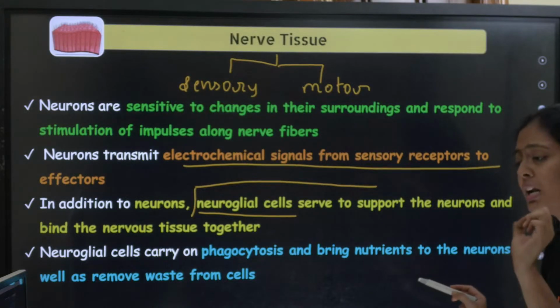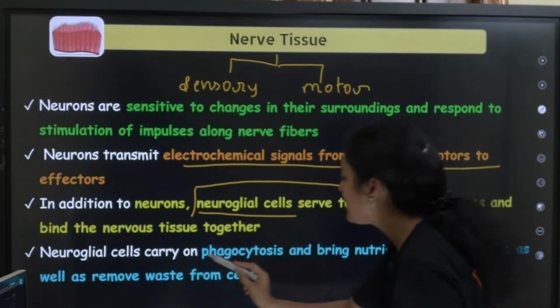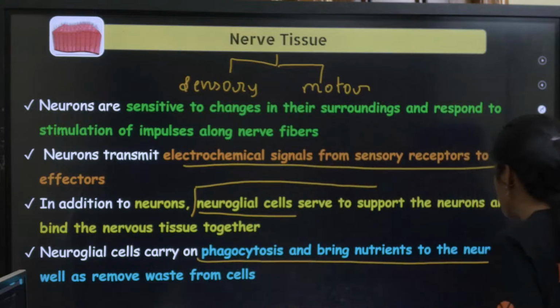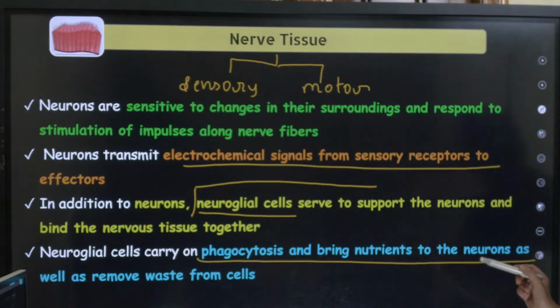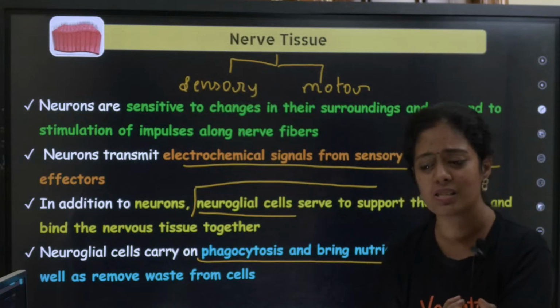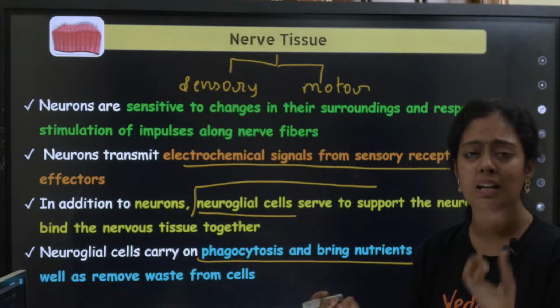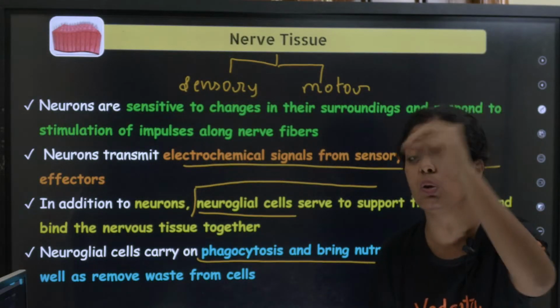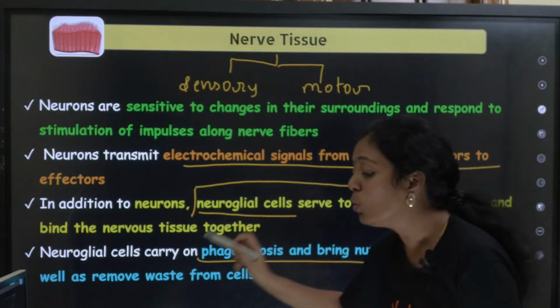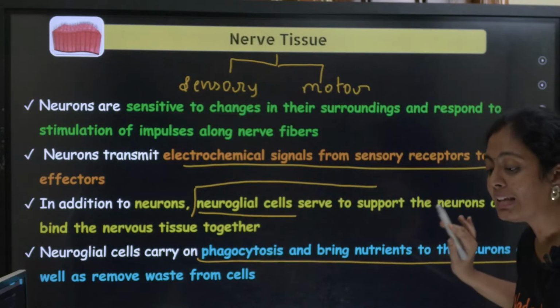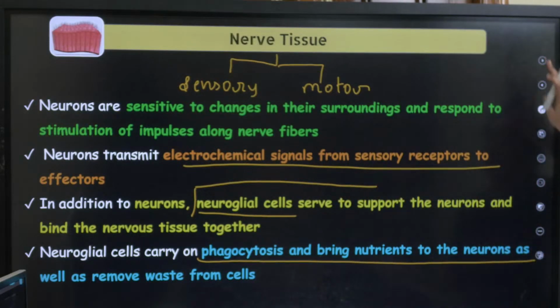Same thing, you have a neuroglial cell which is going to support my nervous system. So what are neuroglial cells, ma'am? They are the cells which carry out phagocytosis and bring nutrients to the neuron. The neuron definitely needs some kind of nutrients to do its day to day function. So who is giving nutrition to your neuron? It is your neuroglial cells. And they are going to remove the waste from the cells.